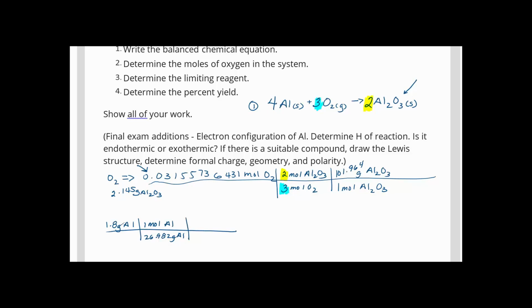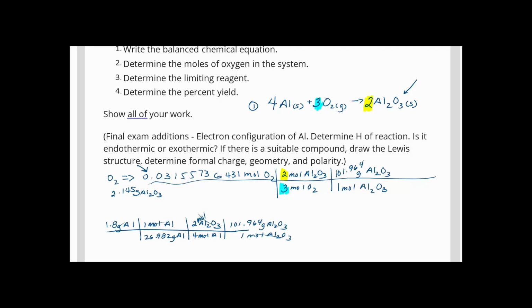Now I need to use that stoichiometry that's found in the balanced chemical equation. 4 moles of aluminum are required to make 2 moles of aluminum oxide. And then we use the molar mass again, so 101.964 grams of aluminum oxide for every 1 mole of aluminum oxide. So the grams of aluminum cancel, the moles of aluminum cancel. Oh, I didn't put moles here. Moles of aluminum oxide, I am left with grams of aluminum oxide.